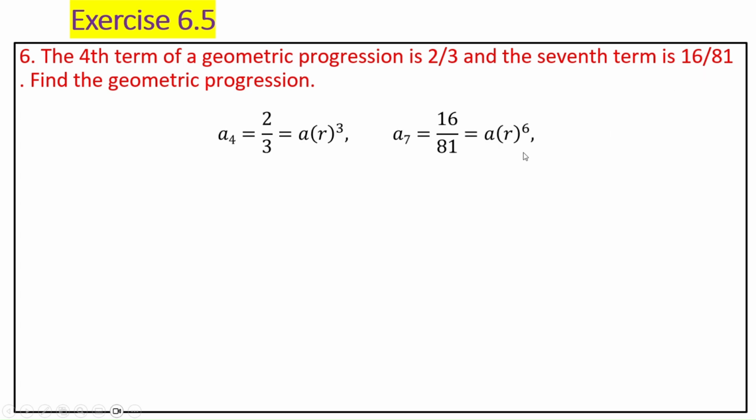Next, the fourth term of a geometric progression is 2 by 3, and the seventh term is given here as 16 by 81. Find the geometric progression. So a4 is given, a7 is given. We should find the common ratio and a, then we can write the geometric progression, right?